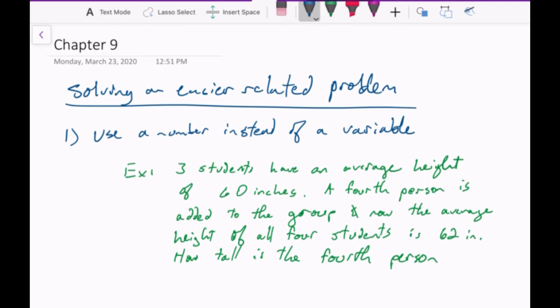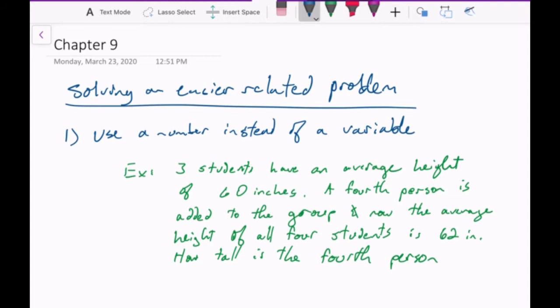Chapter 9, Solving an Easier Related Problem. I'm going to list six ways to solve an easier related problem that we want to go over. The first is to use a number instead of a variable. So let me give you a quick example of that.